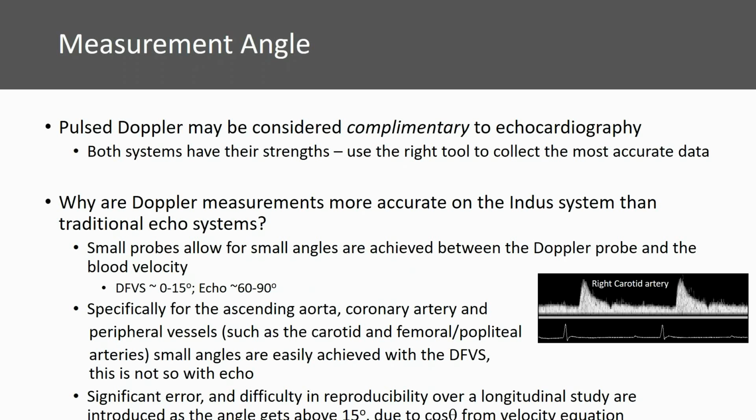Specifically, for the ascending aorta, coronary artery, and peripheral vessels, these small angles are much easier to achieve using the Doppler system when compared to the echo system. The importance of this, again, is that this angle can introduce significant error and can result in difficulty in reproducibility over a longitudinal study as we get above 15 degrees, again because of that cosine theta within the measurement angle.